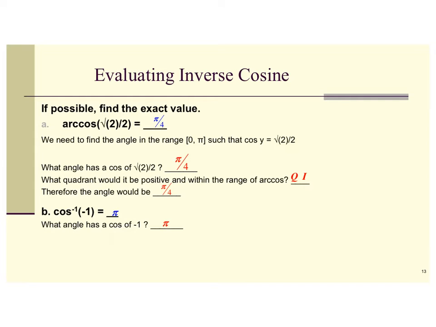Inverse cosine of negative 1 is pi. Well, the best way I can think of to remember this: the inverse cosine of negative 1, where is x negative 1 on the unit circle? Right here. This gives you a pi, or 180, angle. So the inverse cosine of negative 1 is pi.